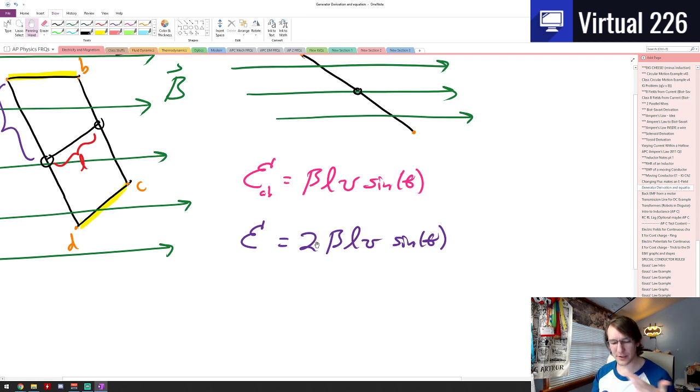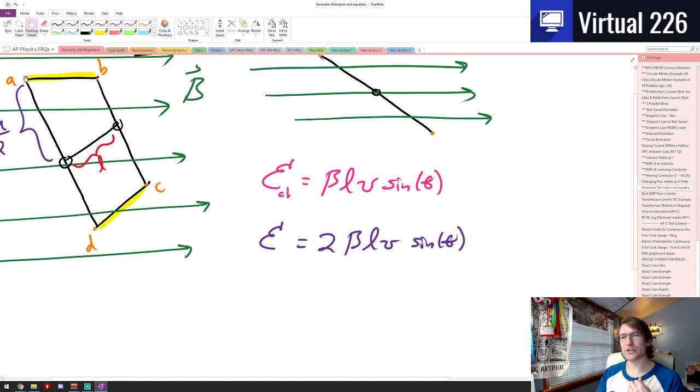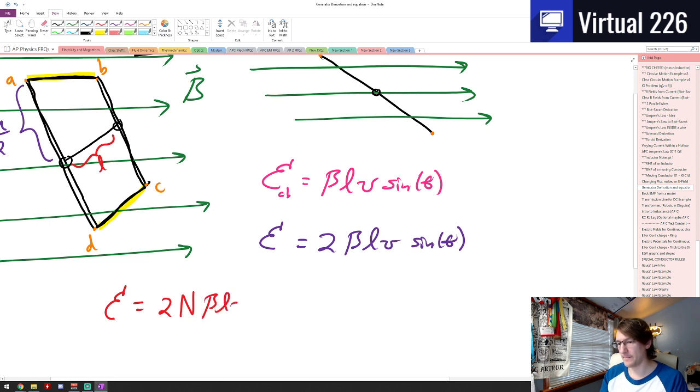And the other thing we have to recognize is that while right now we just have one loop of wire, I could have a second loop of wire, placed nearly on top of this, such that the magnetic flux through the first wire is the same magnetic flux through the second loop of wire. And I could do this a third, and a fourth, and a fifth, and a sixth, and a seventh time. And in doing so, because I could have N number of loops, then we can say our EMF here is equal to 2 times N number of loops times BLV times the sine of theta. Okay, so we're kind of expanding this.